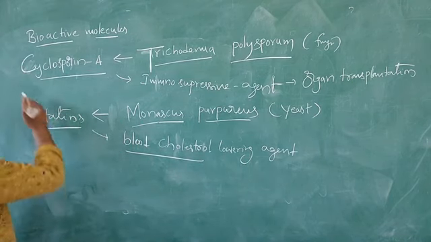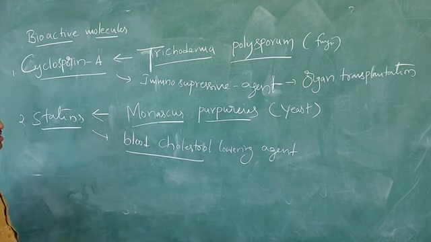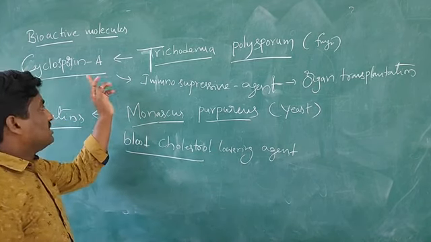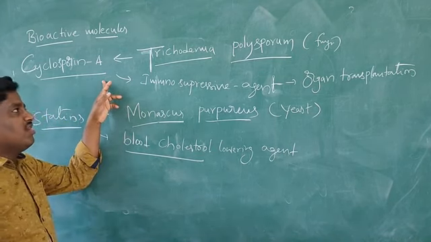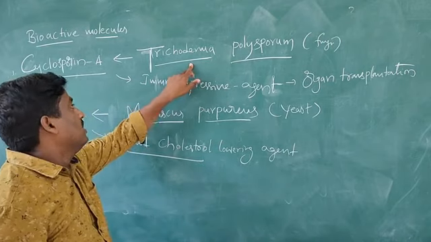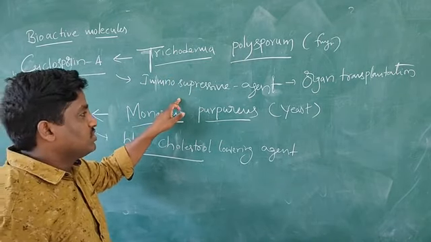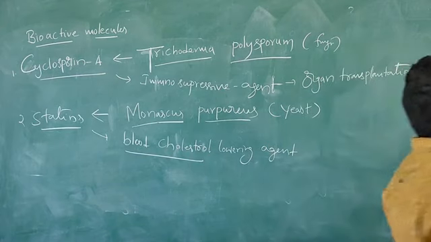These two are very important. Once again, see cyclosporin A. This comes from a fungal organism, Trichoderma polysporum. It is mainly used as an immunosuppressive agent during organ transplantation time.